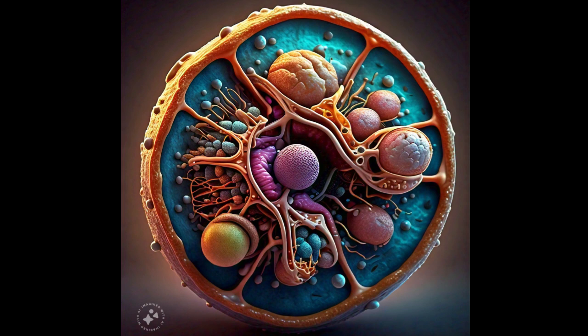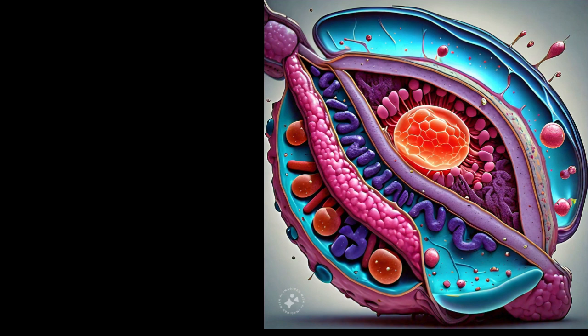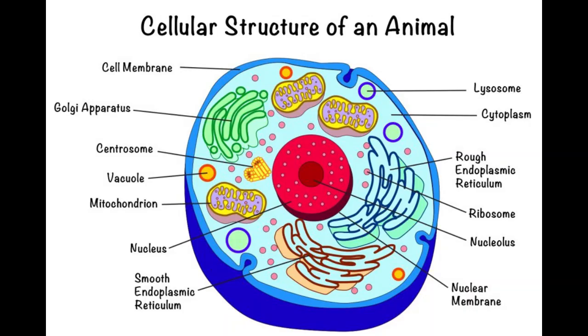As we explore the cell, we find other structures like centrioles, chloroplasts, vacuoles, cilia, and flagella, each with a specific function. Centrioles, or construction sites, help build cilia, flagella, and spindle fibers. Chloroplasts, or solar panels, convert sunlight into energy in plant cells. Vacuoles, or storage rooms, store water, salts, and other substances.